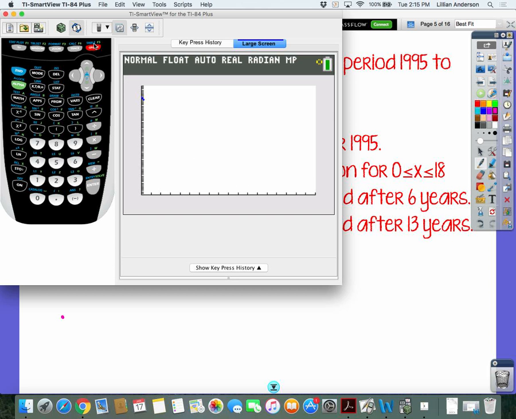So now when I graph it, I get a pretty good sketch. Doesn't it look like a cubic function? Like a flatter out cubic function? So that's exactly what we're going to sketch. Okay? We're going to sketch that onto our paper.